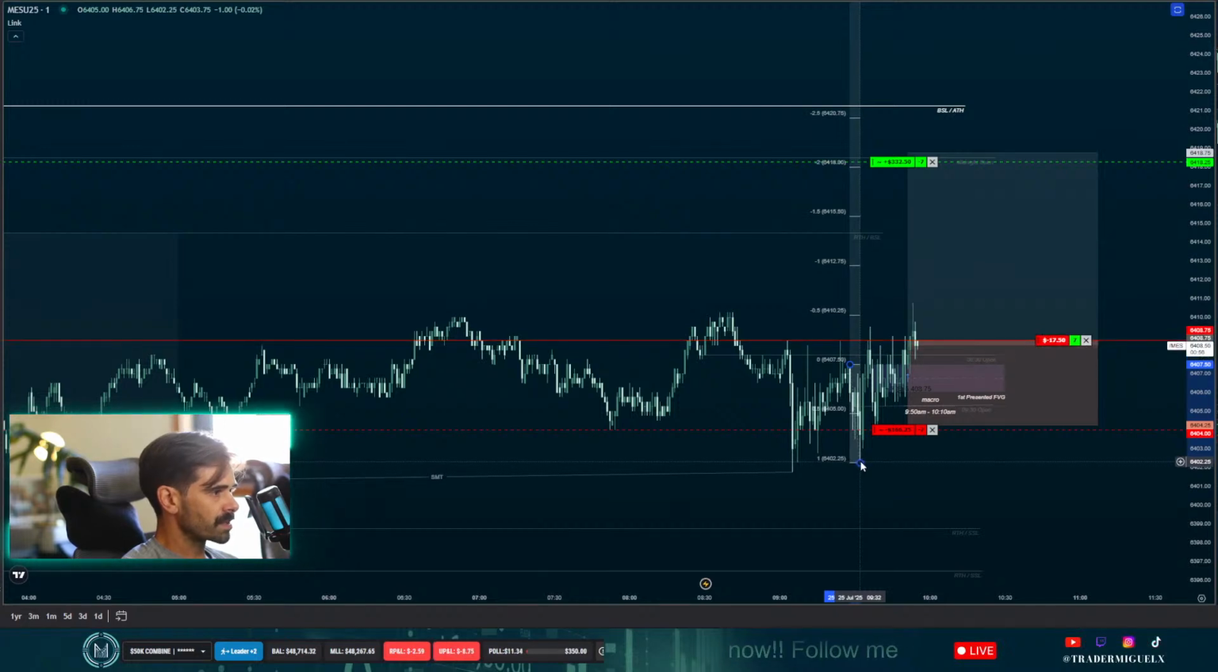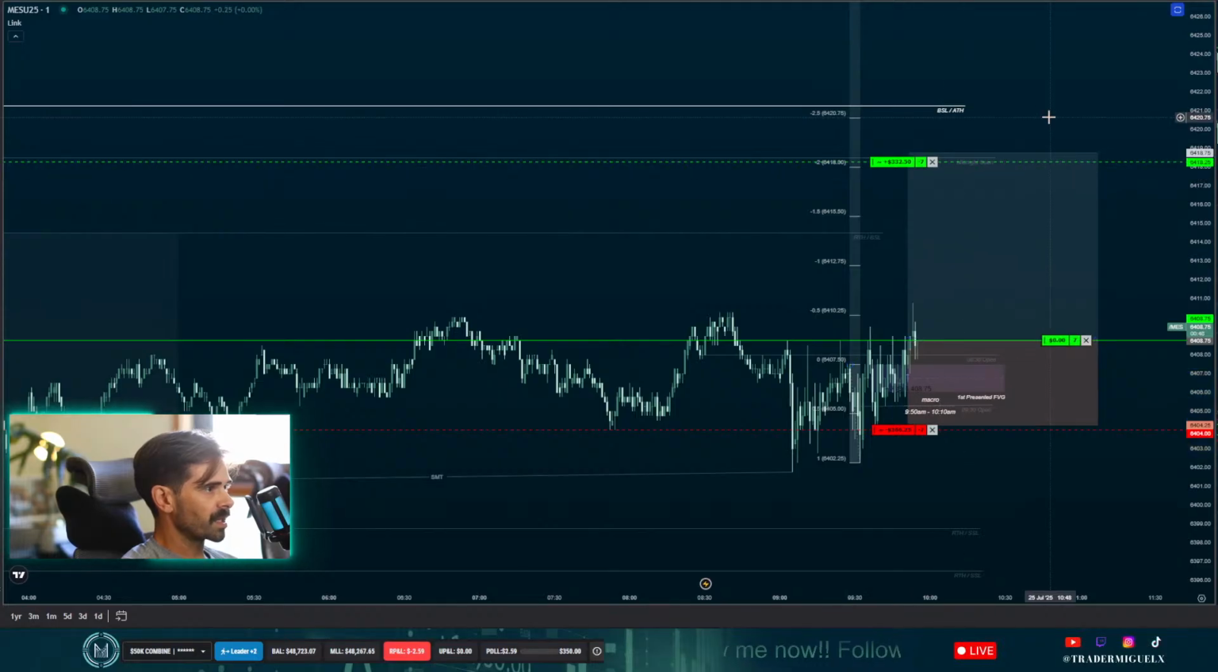Yeah, this one makes more sense here. So price stopped right at minus 0.5. Some confluence here at midnight open with minus 2 standard deviation. So let's give it some time.